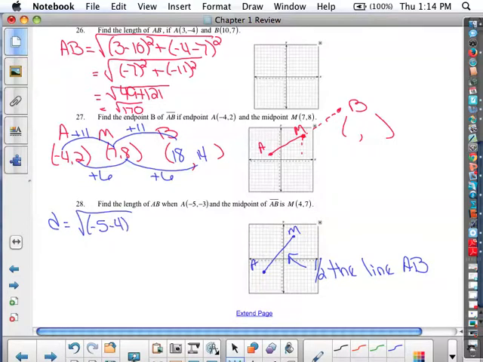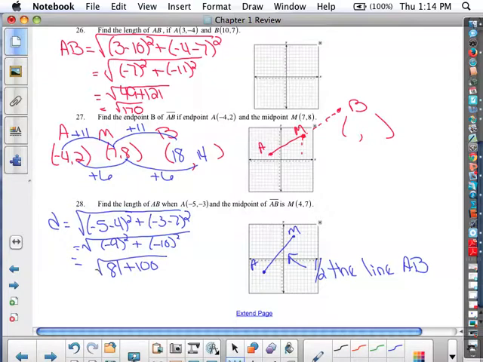-5 minus 4 squared, plus -3 minus 7 squared. I get -9 squared plus -10 squared. I have 81 plus 100. So I have the square root of 181. Now remember, that's half the line. That's AM. Therefore, AB is just 2 times the square root of 181. So that one's just tricky in that it makes you think about the fact that you only have half the line, not the whole line.